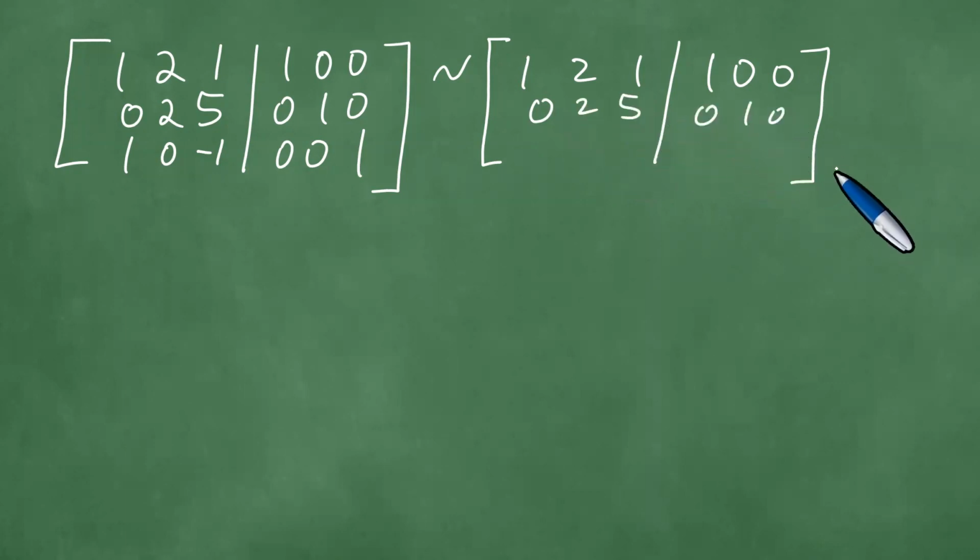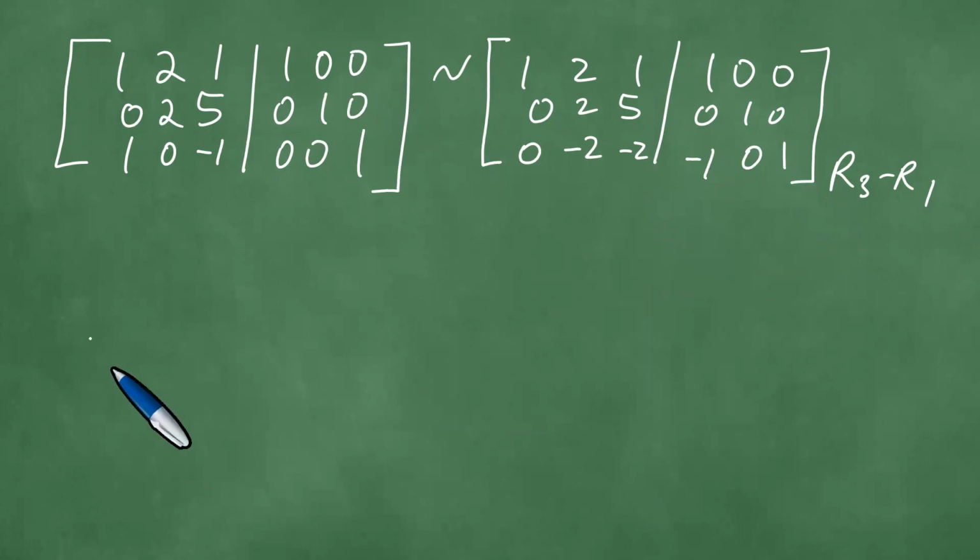0, 1, 0. Then row 3 minus row 1: multiply row 1 by minus 1 and add. Multiply this by minus 1, you get minus 2, minus 2, and so on. Now we have the following.